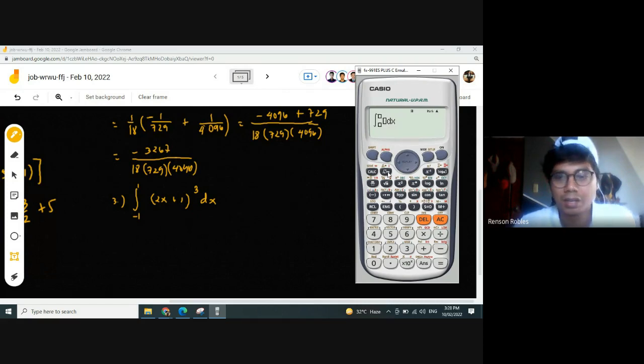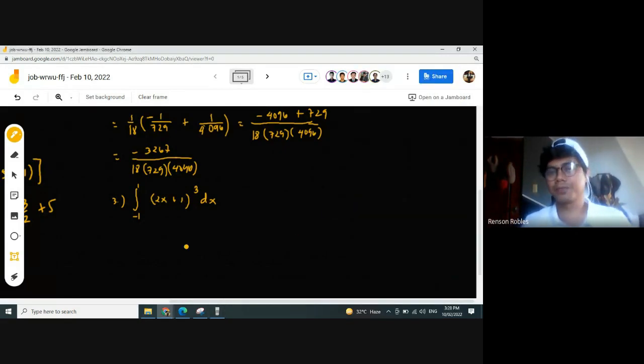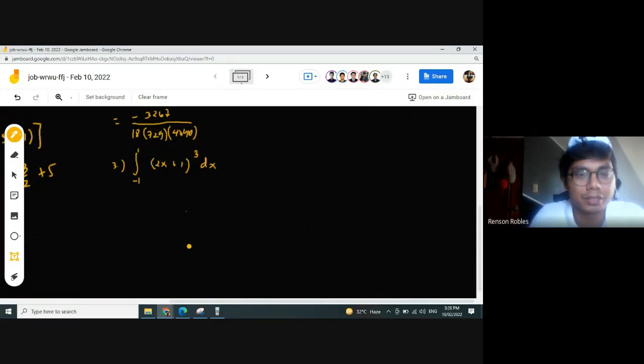You have 2x plus 1 to the third power. Then you go back to the limit evaluated from negative 1 to 1. Okay. Let's evaluate it first using manual computation. So what are you going to do? You can use the change of variable if you don't want to expand.